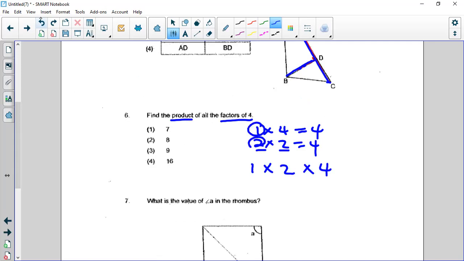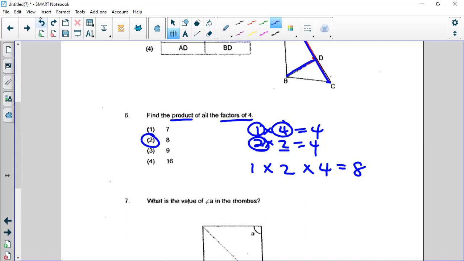All right, these are the factors, so you don't repeat the same factor. So your answer will be 8. The product of all the factors is 8. Okay, so lesson here, you do not multiply repeated factors. If you're asked to find the sum of the factors, you also do not add the repeated factors.